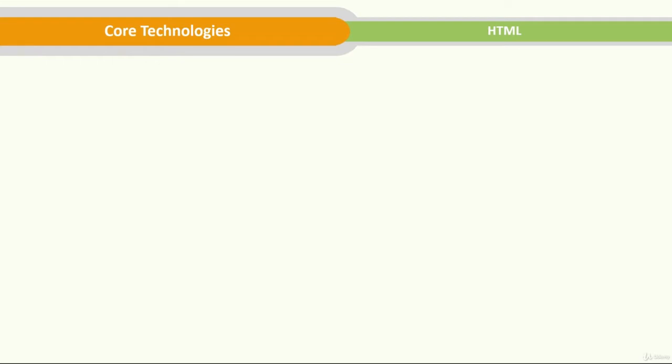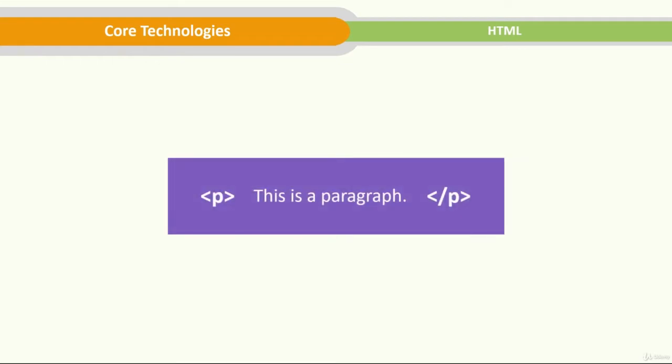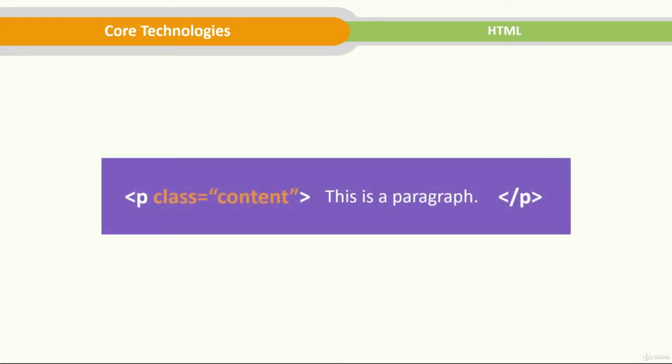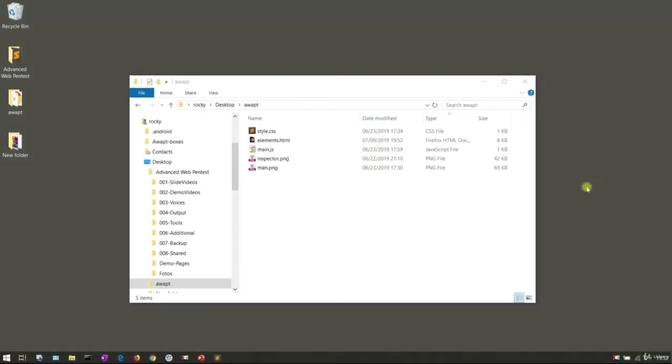HTML is the structure of a web page with a series of elements, and these elements have an opening tag as well as a closing tag. Elements can also have attributes. Browsers do not display the HTML tags, but they use them to produce the content of the page.